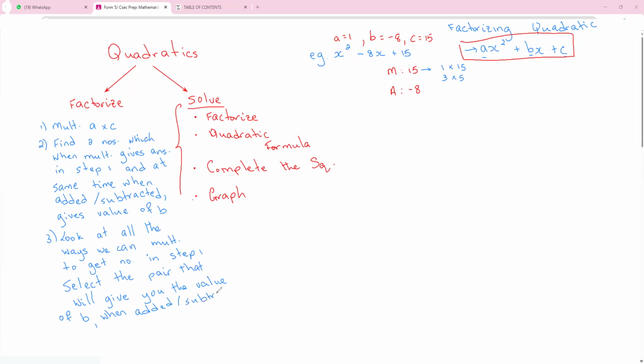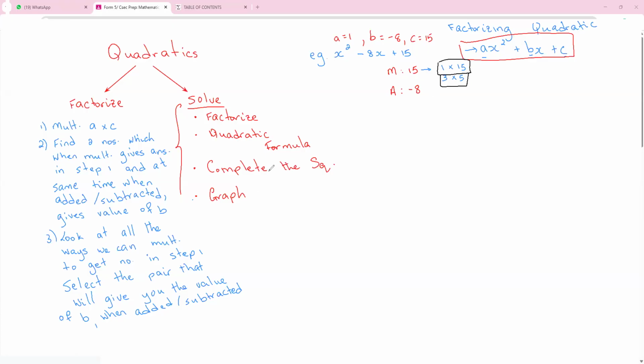Now remember, it's very sensitive to signs, right? So meaning that signs are important. So the pairs of numbers would be 1 and 15 and 3 and 5. So we have to select the pair that when it multiplies to get 15, but also if we were to add them or subtract them, we'll get 8.